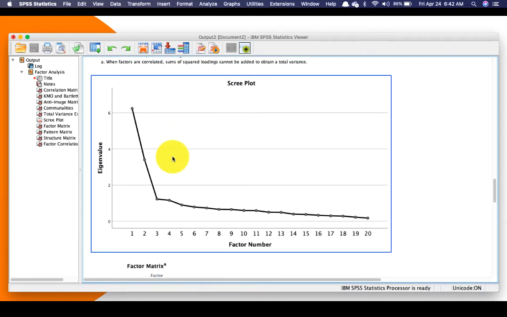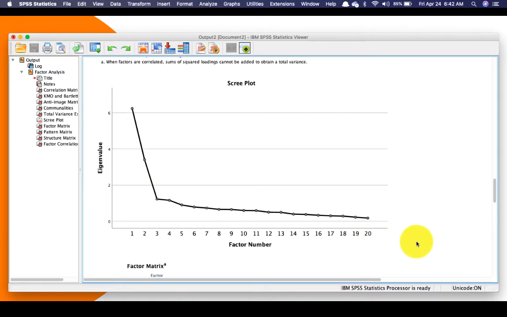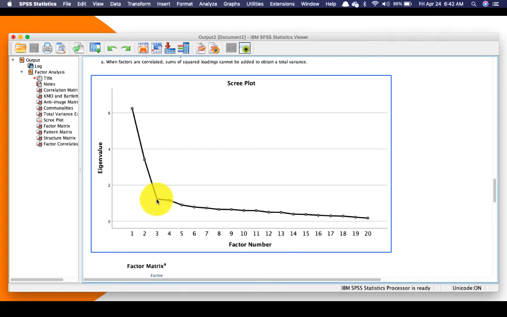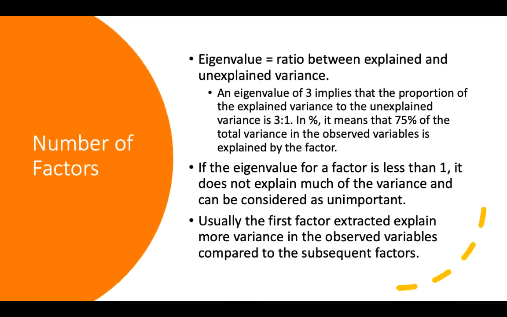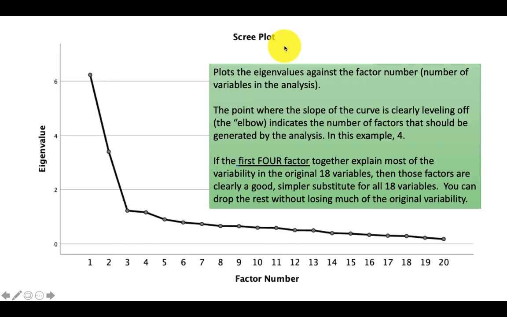So this is the scree plot. You have to take a look at the elbow. The higher point shows that factor number 1 explains most of the variance. Factor number 1 and 2 explain most of the variance in the 20 items, right? And then you can see there's an elbow here and then the curve is flat, right? This explains the eigenvalue. Okay, this is how you obtain the scree plot.